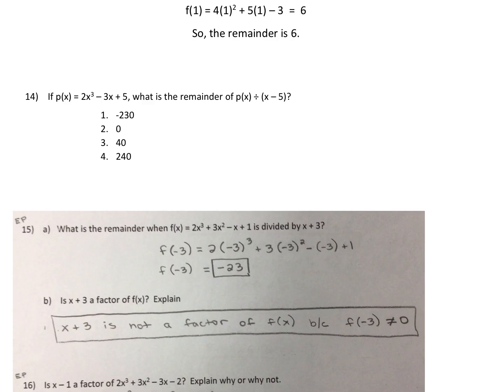It's a shortcut. It says rather than dividing by x minus 5, we can substitute all of these x's with the 0 that corresponds with this factor. So we can substitute all these x's with positive 5, and whatever p of 5 is equal to would be our remainder. So again, instead of doing long division, a lengthier process, we can plug positive 5 into our function, and when you plug in positive 5, it is equal to 240. So our answer for number 14 is choice 4.